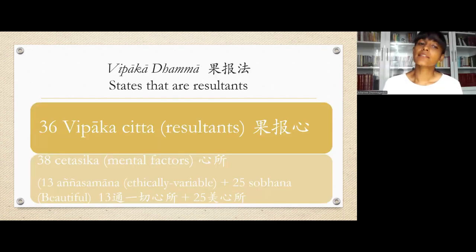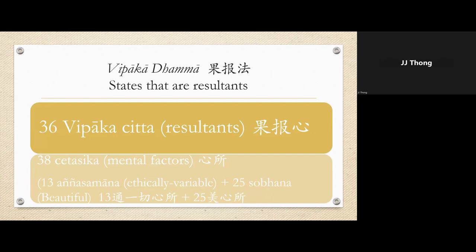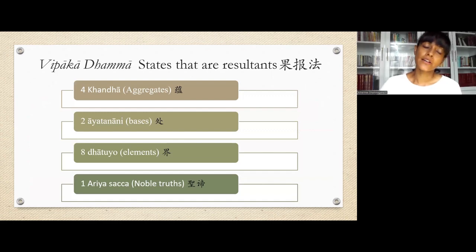So under Vipākadhamma, we get 36 Vipāka chitta and 38 cetasika. These are all nama dhamma. Therefore, under the five aggregates, when you consider them, you will not get the first aggregate, which is rupa. So instead, we will get only the four nama khandha, which are vedana, sanya, sankhara, and vijnana. Similarly, under āyatana, we will get two āyatana. Those are the last two, the manāyatana and the dhammayatana. And under dhātu, we will get 8 dhātu and 1 ariya sacca.